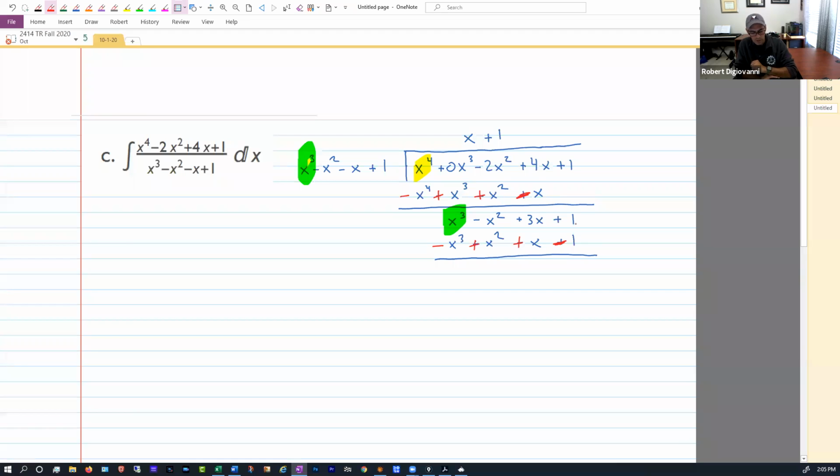Ooh, the x squareds went away too. Nice. Ooh, do I just have 4x? Yeah, okay. Now we stop because we can't turn x cubed into 4x. So that's my remainder. So I put my remainder over my divisor, which was that big ugly thing.